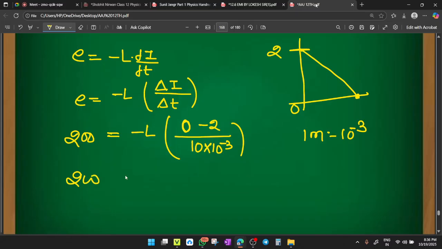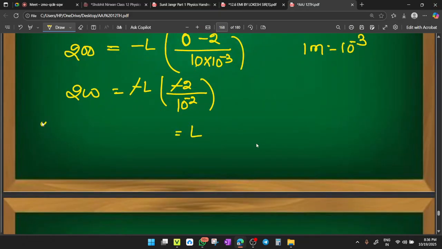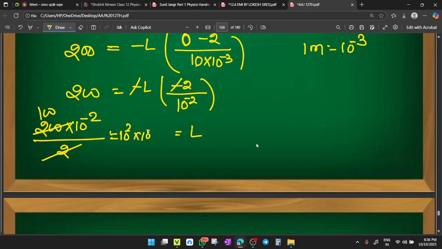So 200 equals minus L times (0 minus 2) upon 10 into 10 to the power minus 3, so it will become minus 2, and 10 power 1 and 10 power minus 3 become 10 to the power minus 2. Clear or not? Now minus and minus cancel. Now L equals 200 multiplied by 10 to the power minus 2 divided by 2, right? The 2 cancels out. This equals 100. So 100 you can write as 10 to the power 2 and it is 10 to the power minus 2. They cancel each other. Answer: L equals 1.